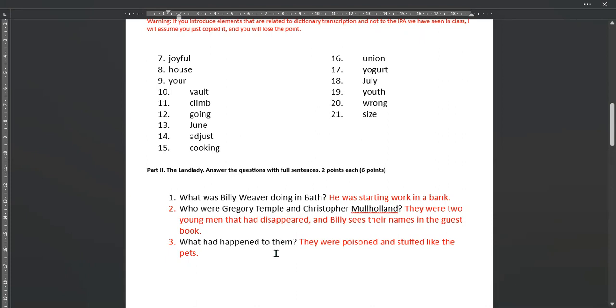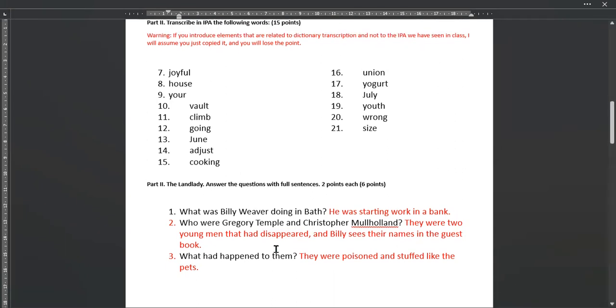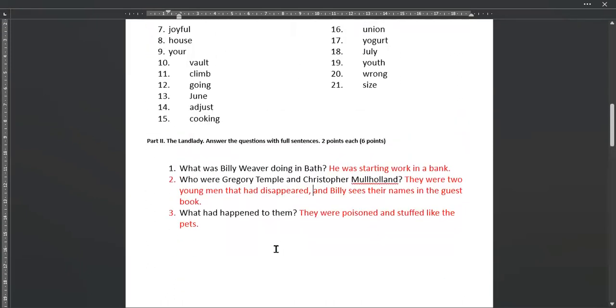And what happened to them? Well, even though the story doesn't tell us, they were poisoned and they were stuffed like the pets in the living room that are stuffed. And okay, then let's go to the transcription.